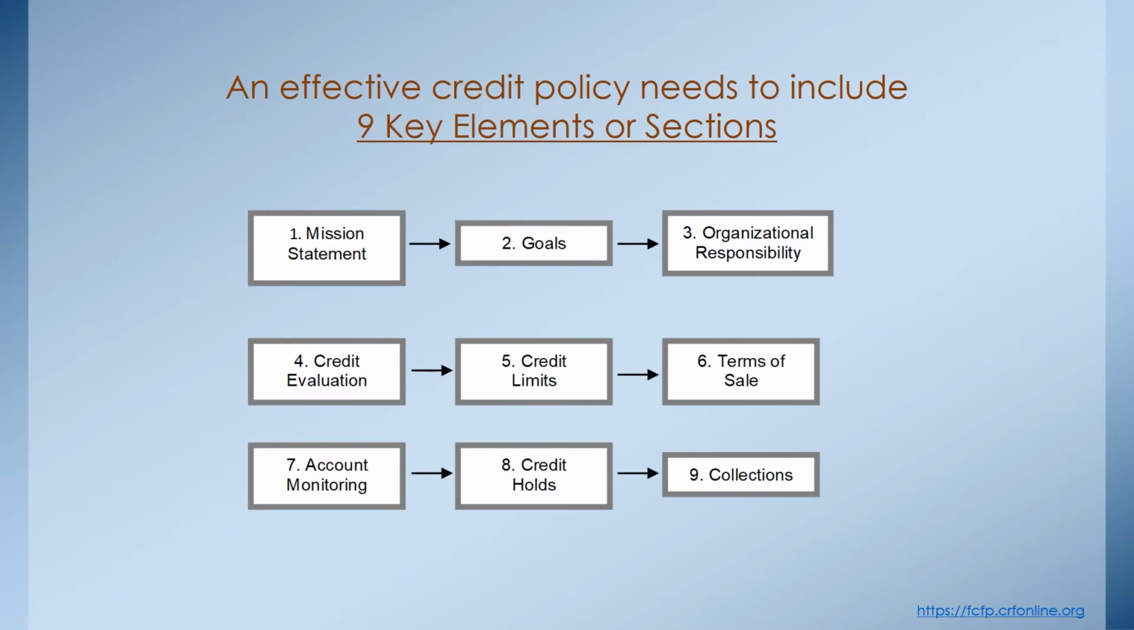So an effective credit policy needs to include 9 key elements or sections. And today we're going to step through these 9 elements one by one at a relatively high level. They'll include mission statement, goals, organization responsibility, credit evaluation, credit limits, terms of sale, account monitoring, credit holds, and collections.